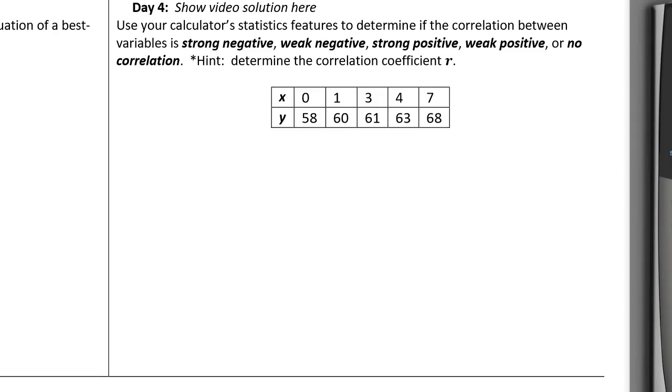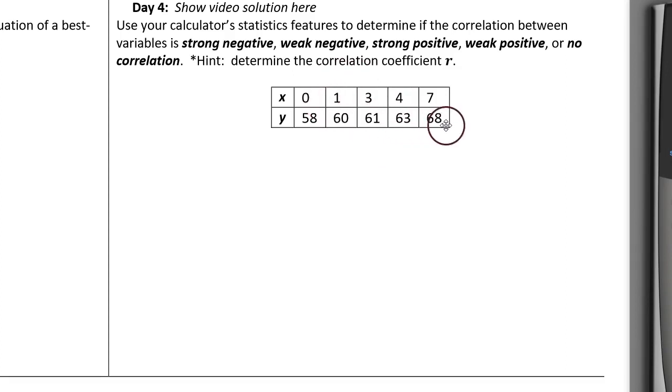Here's the answer for day 4. Use your calculator statistic features to determine if the correlation between variables is strongly negative, weakly negative, strongly positive, weakly positive, or that there's no correlation at all. A correlation simply means a relationship. There's a relationship between two variables.